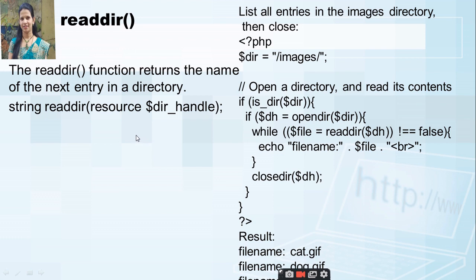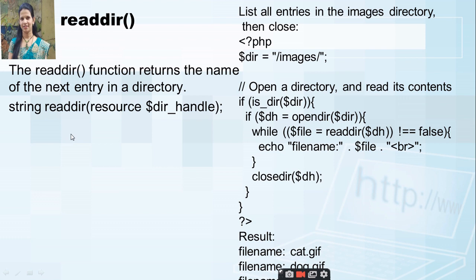Next function is readdir. This function returns the name of the next entry in a directory. What will it return? It will return the name of the next entry in a directory. It will read the second entry, the second content of your directory.